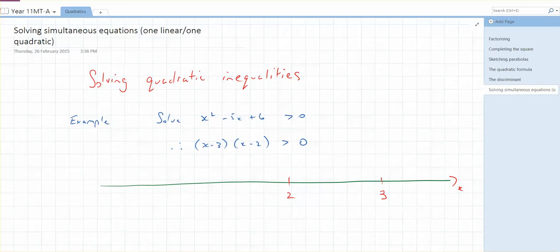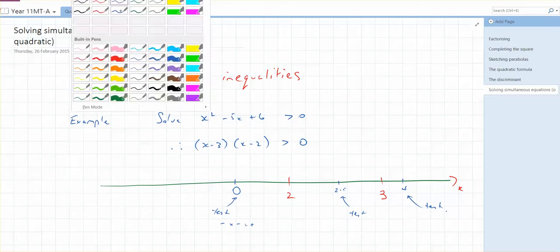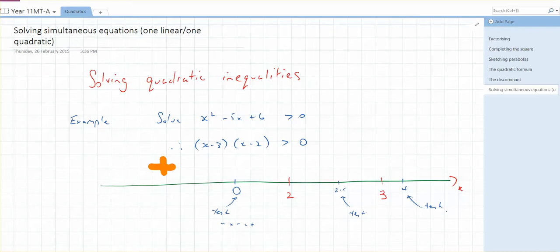I reckon we should test 0. So let's test 0 here. That's a test value. I'm going to test 2.5 here. That's a test value. And I'll test 4 here. I'm just writing tests so we know that the red numbers are the ones that are splitting it up. So at 0, let's look at the value of this quadratic when x is 0. Well, I've got 0 minus 3, that's negative, 0 minus 2, that's negative. A negative times a negative results in a positive. So this is a positive zone.